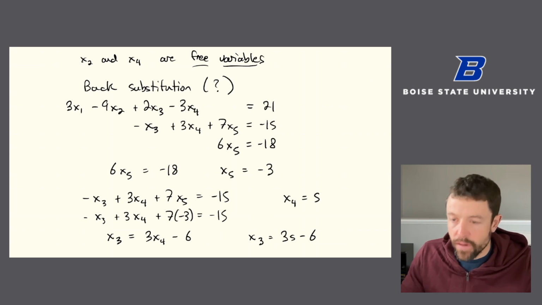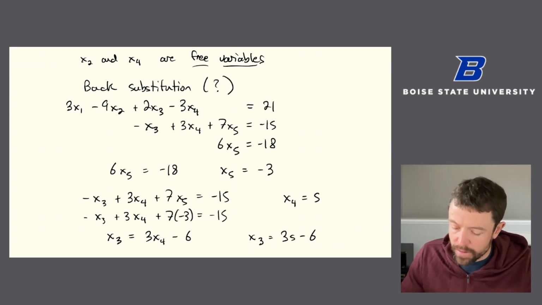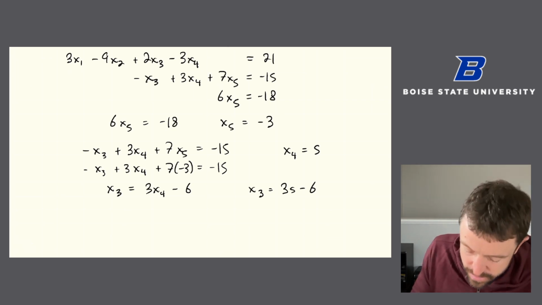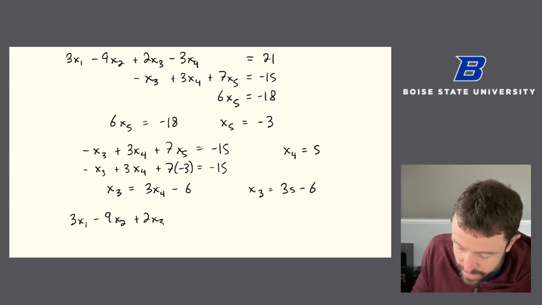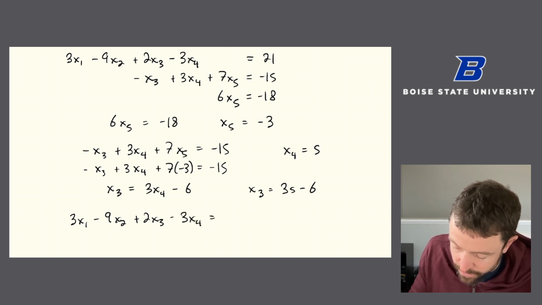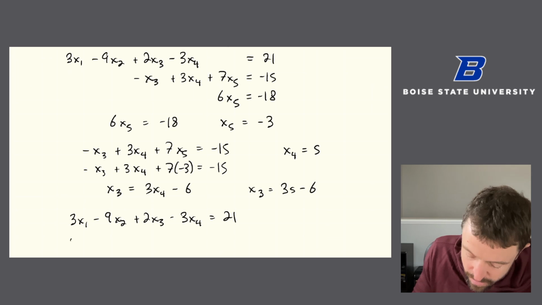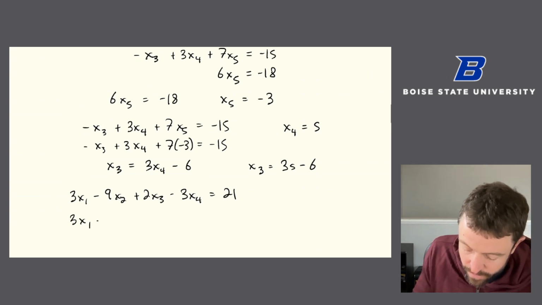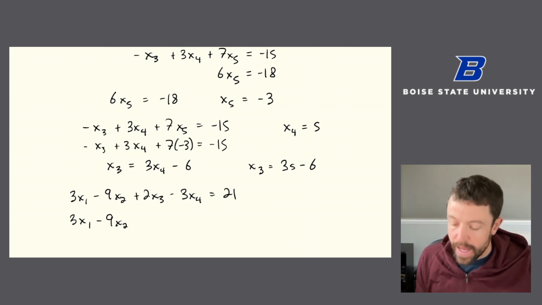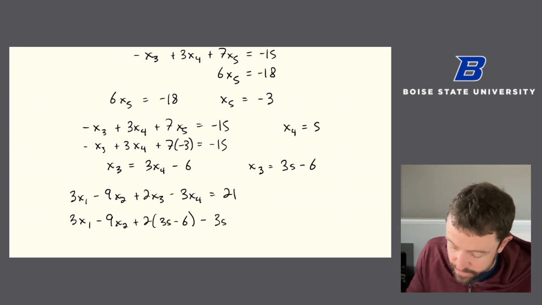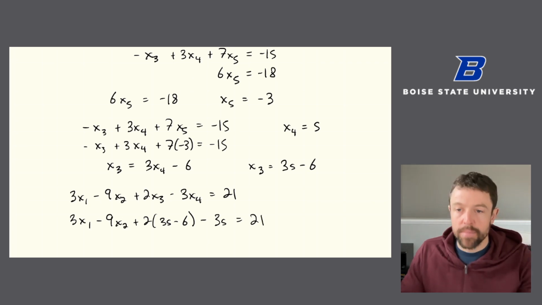All right, let's move along and suspend disbelief if you're kind of unclear on why exactly I did that or why I was allowed to. Let's move to the final equation. I have 3x1 minus 9x2 plus 2x3 minus 3x4 is 21. And now I'm going to plug in what I already have. So x1 and x2 have not been solved for. x3 is 3s minus 6. And x4 is s. And so I end up with this.